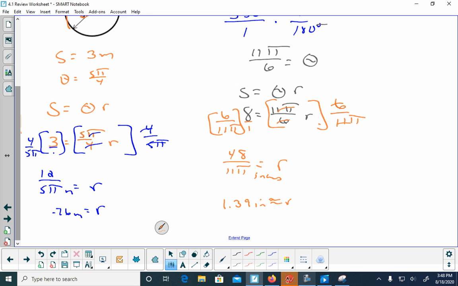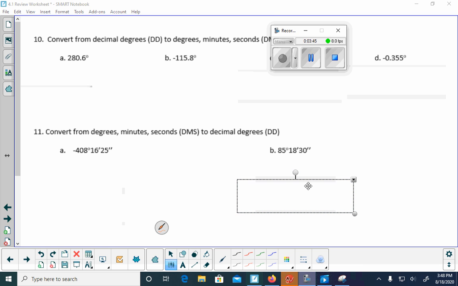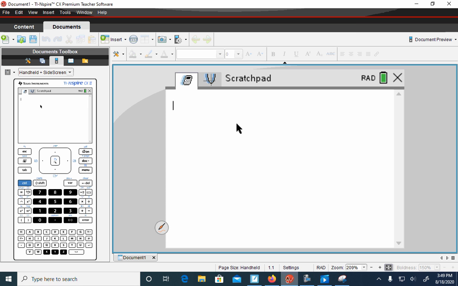Okay, now the next one is asking me to convert 280.6 degrees. I want to change that 0.6 to minutes and seconds. So I'm going to get out my calculator. Give me a second to do that. Okay, so I have my calculator, and what I'm going to do is go to a calculating page, and I am going to take 280 degrees.